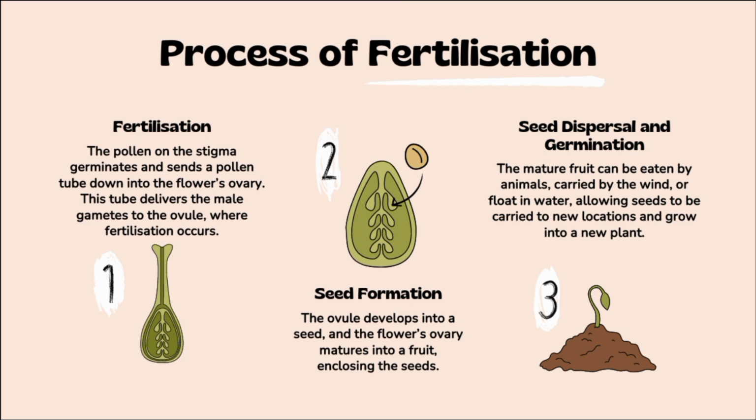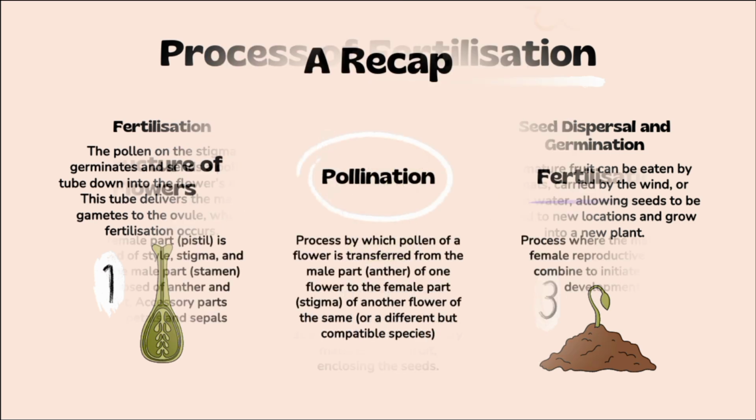Now what is the process? The first thing is fertilization. The pollen on the stigma germinates and then sends a pollen tube down to the flower's ovary, and this tube delivers the male gametes to the ovule where fertilization occurs. Then there will be seed formation. The ovule develops into the seed, and the flower's ovary matures into a fruit enclosing the seed. The third one is seed dispersal or germination. Now here, a mature fruit can be eaten by animals, carried by the wind, or float in the water. This allows the seed to be carried to a new location and grow into a new plant.